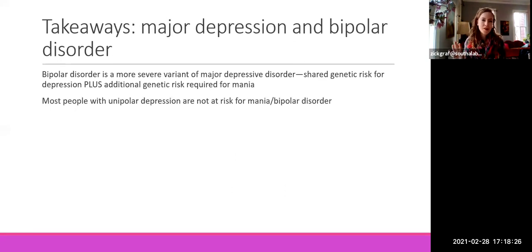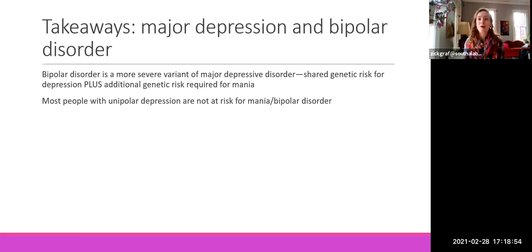So the main takeaway here is that bipolar disorder is a mood disorder. It involves alterations in the monoamine system that help to regulate and control mood and other functions related to mood, like energy level, goal-directed behavior, self-esteem, motivation, appetite, sleep, energy, all that. Bipolar disorder is a more severe variant of major depressive disorder. They're both alterations in mood. Alterations in mood towards mania are more severe.